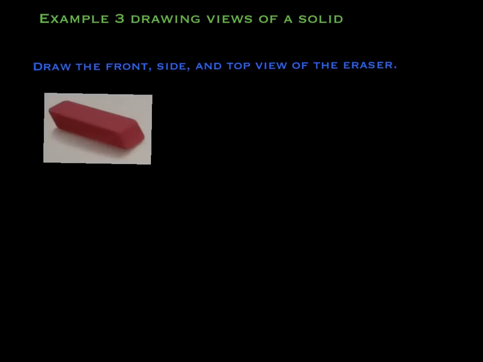And this is our last example. It's drawing views of a solid. We're going to draw the front, the side, and the top views of this eraser. So thinking about looking at this from a front view, it looks like a parallelogram. The front view that I'm talking about is right here. This is our front. So we would just draw a parallelogram to represent that, and it would look something like that, and you would just label it front.